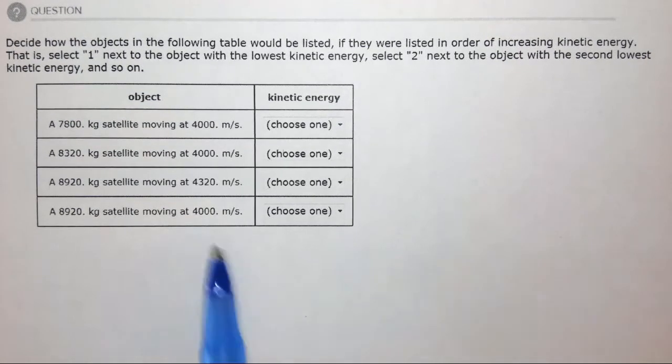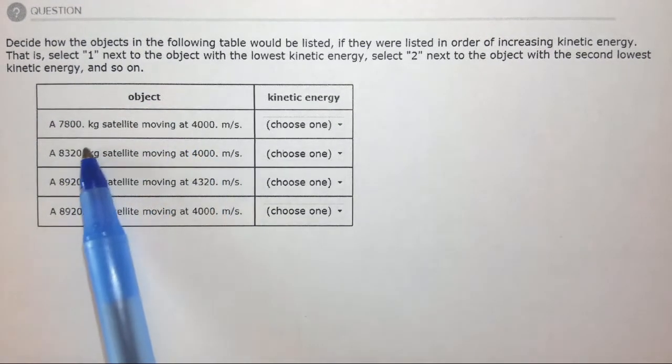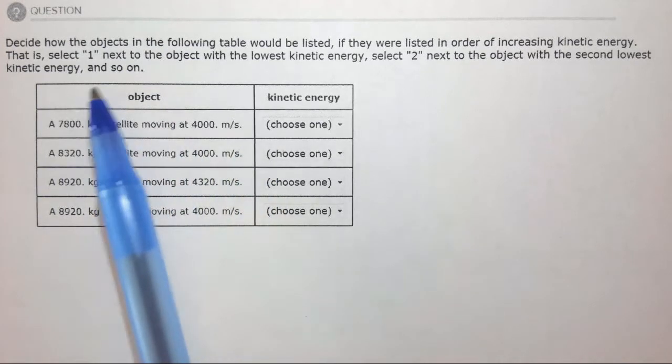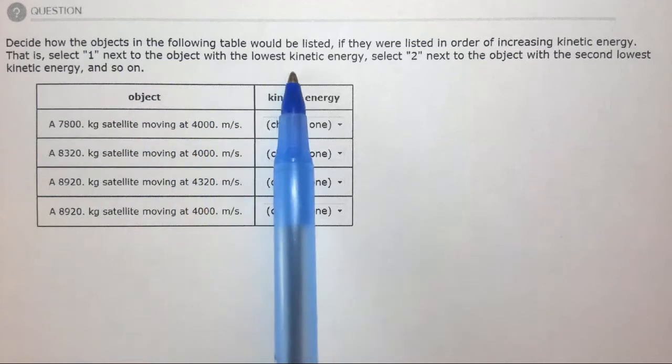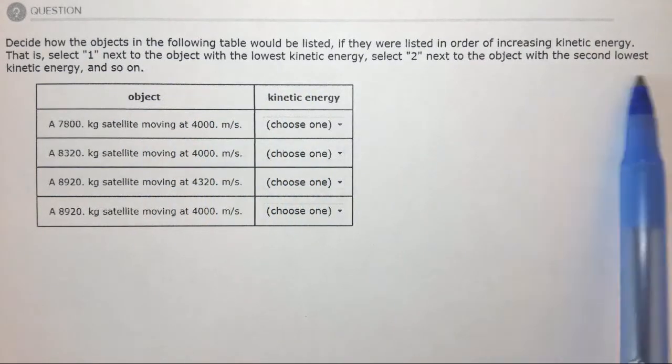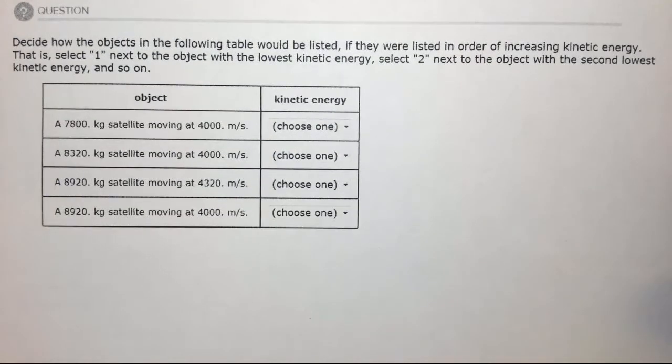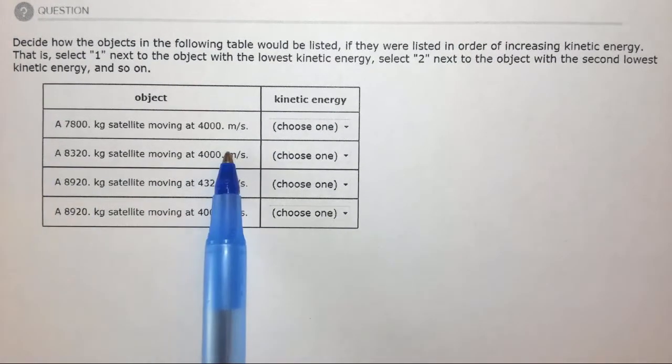In this question, we're asked to rank these objects in terms of increasing kinetic energy. So the 1 should be the lowest kinetic energy, and 2 should be the next, so on and so forth, until we get to 4, because there are 4 objects. Here we're given satellites and the speed at which they're moving.